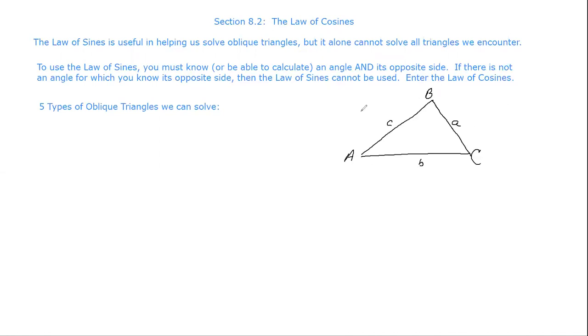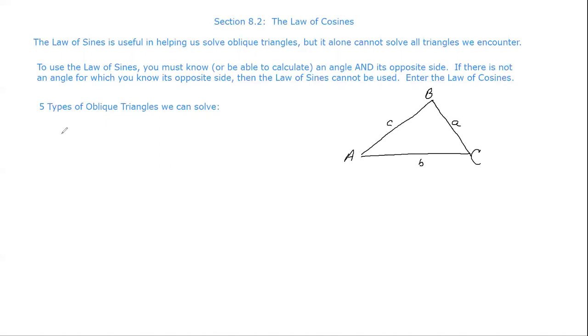here's our triangle labeled. This is the type of triangle that we're going to solve. So when we're talking about knowing an angle and its opposite side, for example, if I'm given angle A and side A, that's a case where I can use the law of sines.